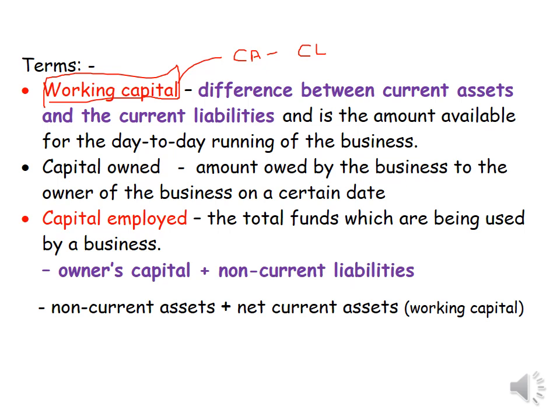What is the meaning of working capital? It is the amount available in the business for day-to-day running of the business. How much money the company has on hand to run the day-to-day business. That is the meaning of working capital. Another term you need to know is capital owned. Capital owned is the money invested by the owner, or we can say the amount owed by the business to the owner.